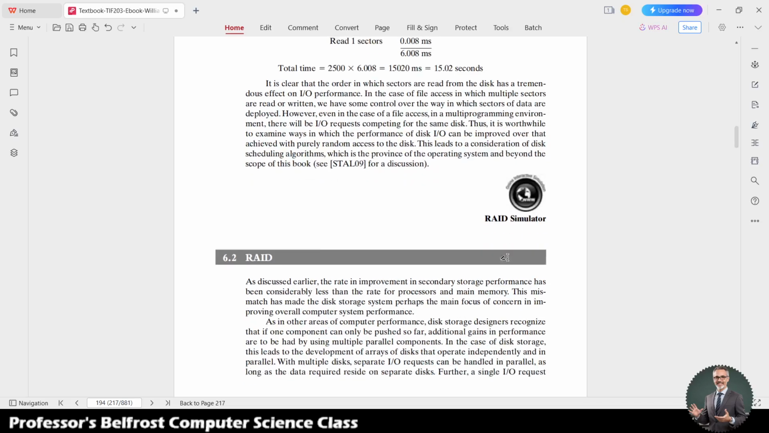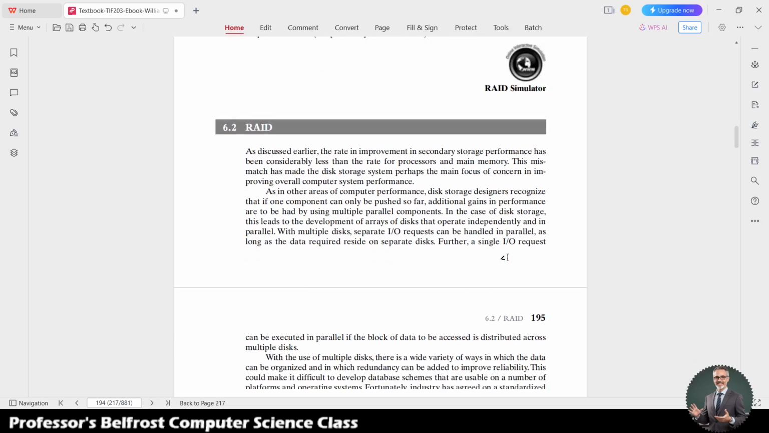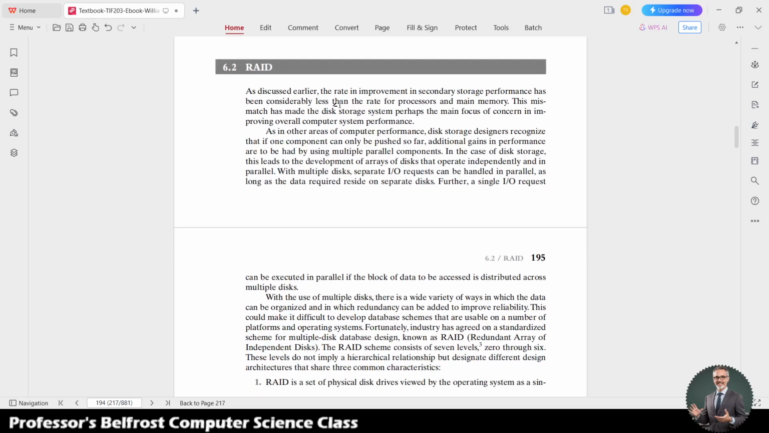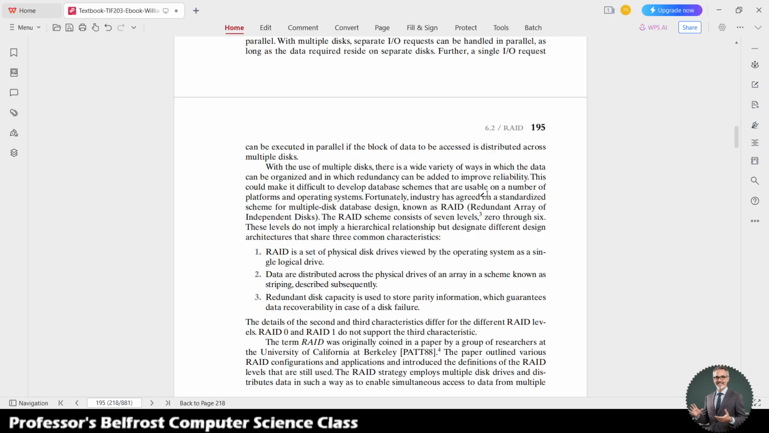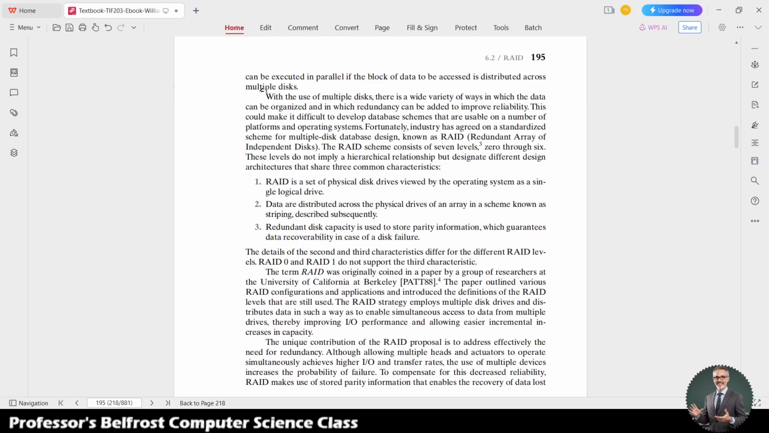Then the next discussion for this chapter is RAID. With the use of multiple disks, there is a wide variety of ways in which the data can be organized and in which redundancy can be added to improve reliability. So reliability is the important parameter here. Fortunately, the industry has agreed to use a scheme of multiple-disk database design, which is called redundant array of independent disks. The RAID scheme now consists of 7 levels, 0 through 6.